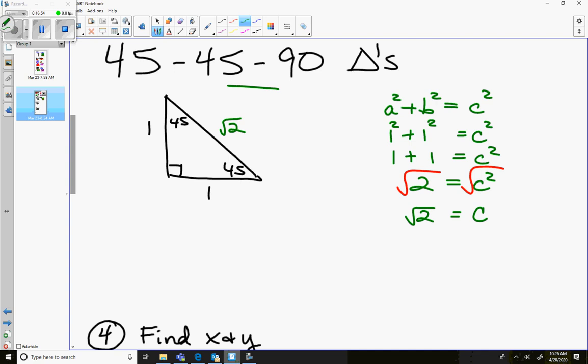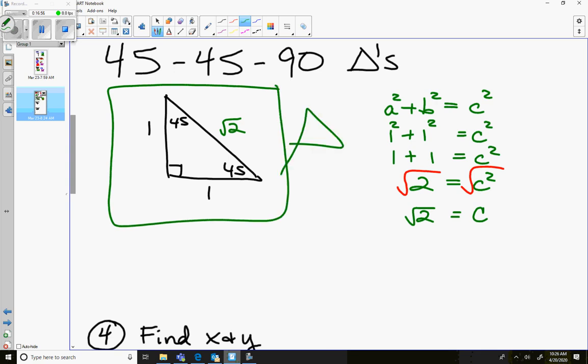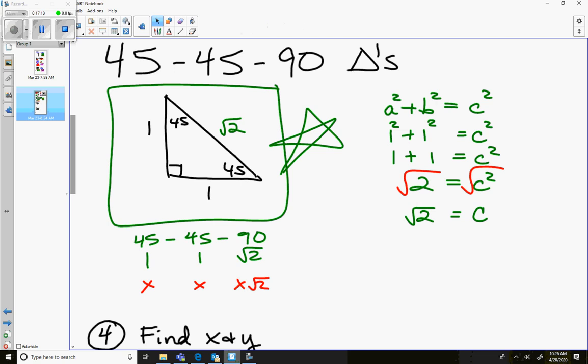So now, this is your standard 45, 45, 90 triangle. 1, 1, square root of 2. Again, memorize it. In geometry, you might have seen it as x, x, x square root of 2. Okay. But we're going to do 1, 1, square root of 2.